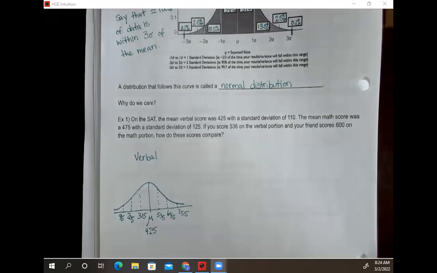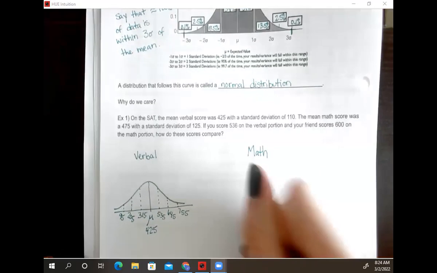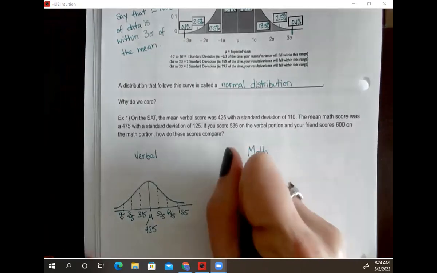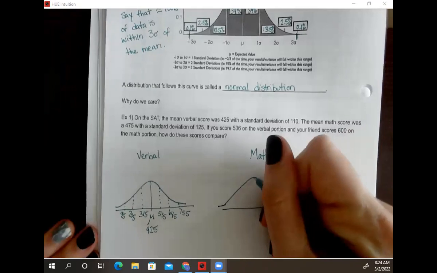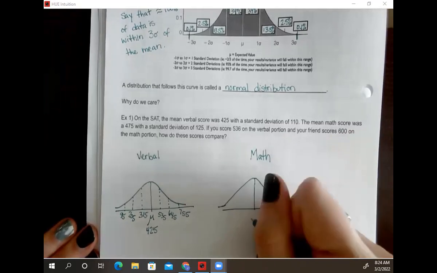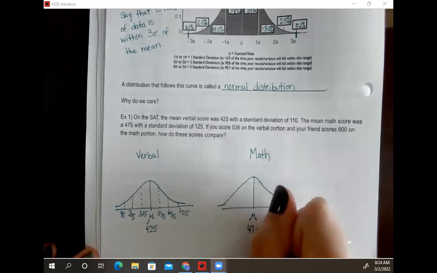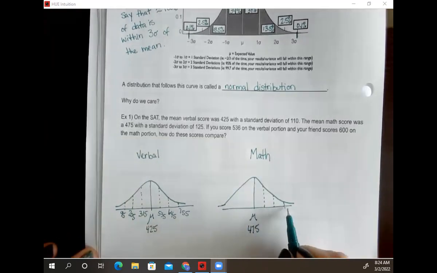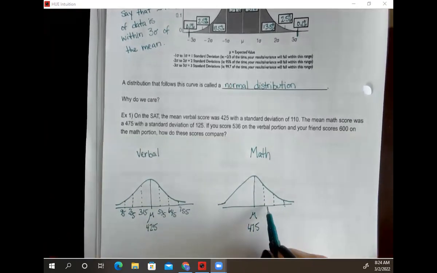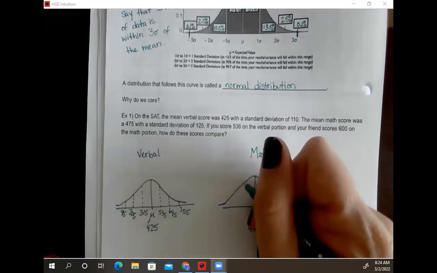Now we've got information on our math score as well, so I'm going to set up a little distribution for that too. Same idea. It doesn't have to be a perfect bell curve as long as we get the idea. I'm going to put my mean in the middle. The mean for our math score was 475. And then again, I'm going to split this into these 3 chunks. My standard deviation sections on either side should be roughly equally spaced.